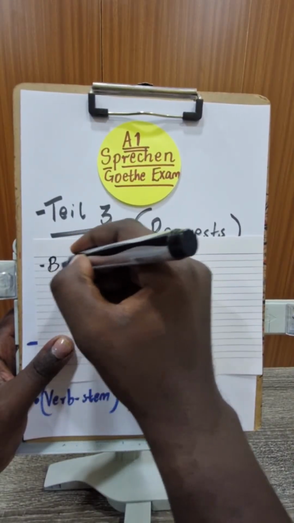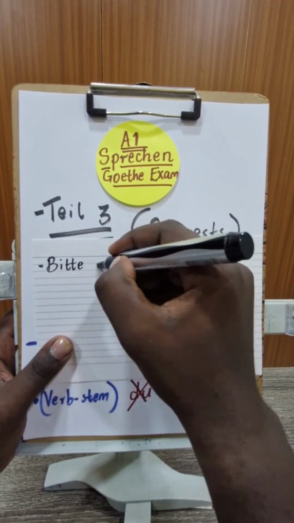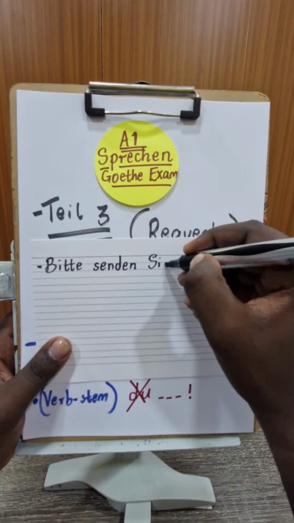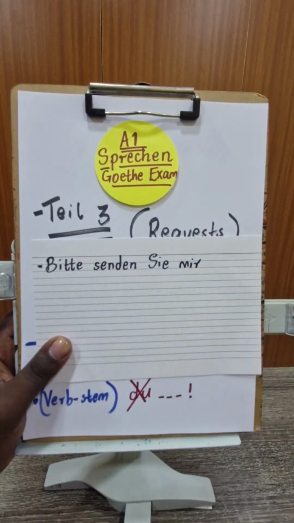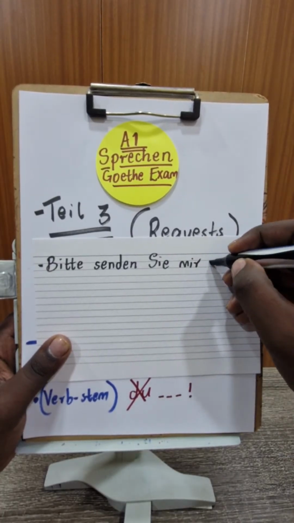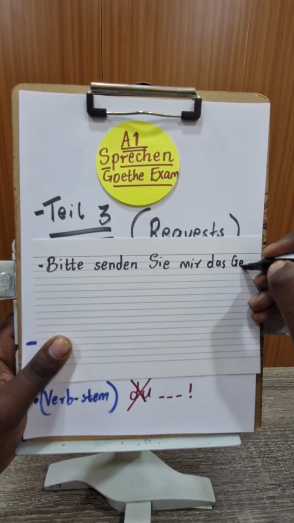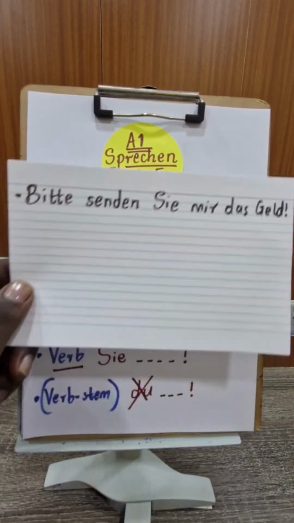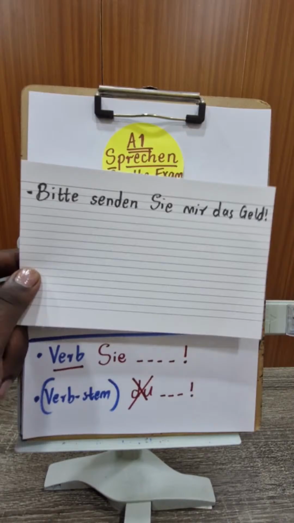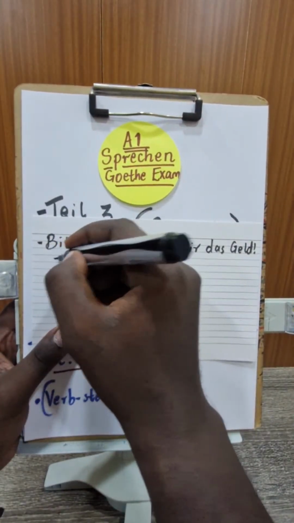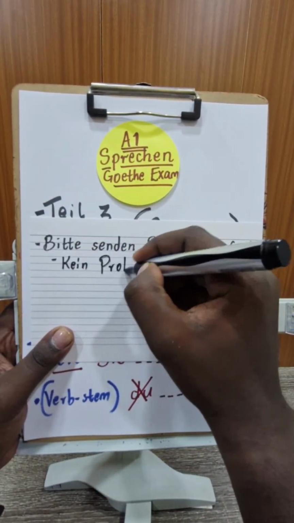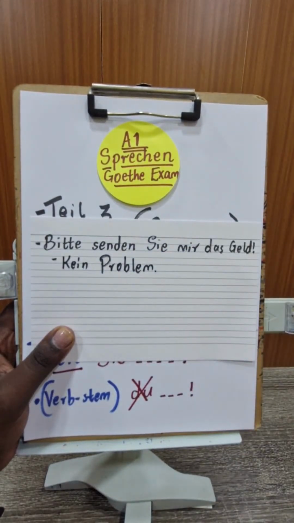So you'd say, bitte, please send me the money. Bitte senden Sie mir das Geld. Look at that. Bitte senden Sie mir das Geld. Please send me the money. And then somebody could respond by saying, kein Problem. Kein Problem. All right. That's the first possible one.